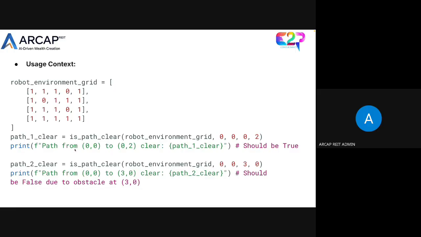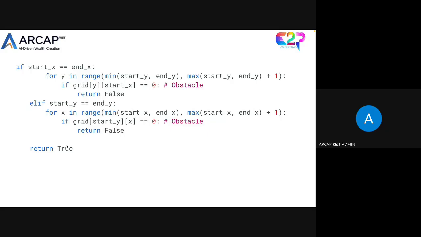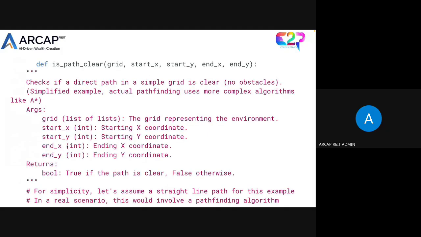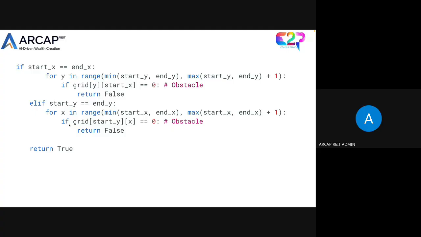We're starting. So first, if the x values are equal, we'll check the y in range. We'll start from the minimum of start y and end y, and go to the max of start y and end y. We'll check this range. So let us have an example of the code, and we'll start doing this.